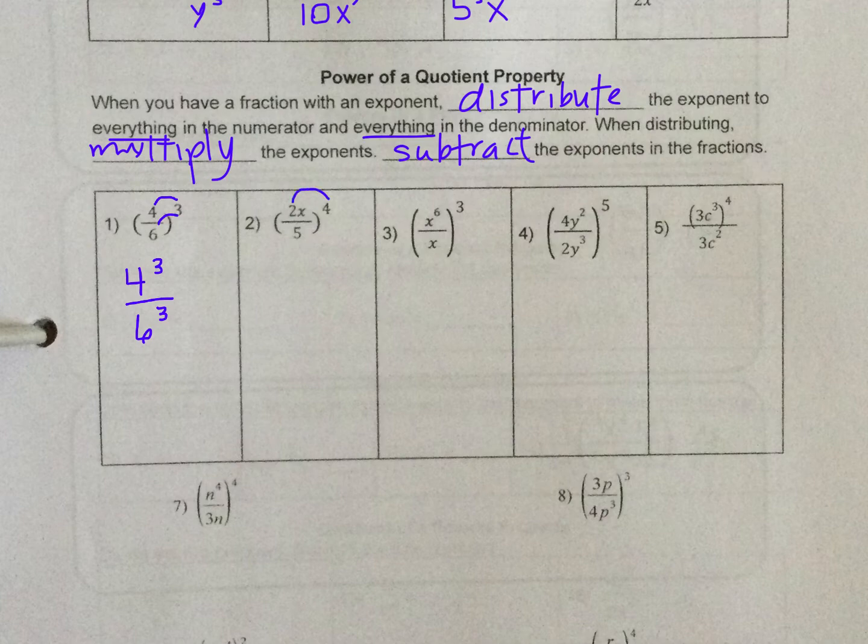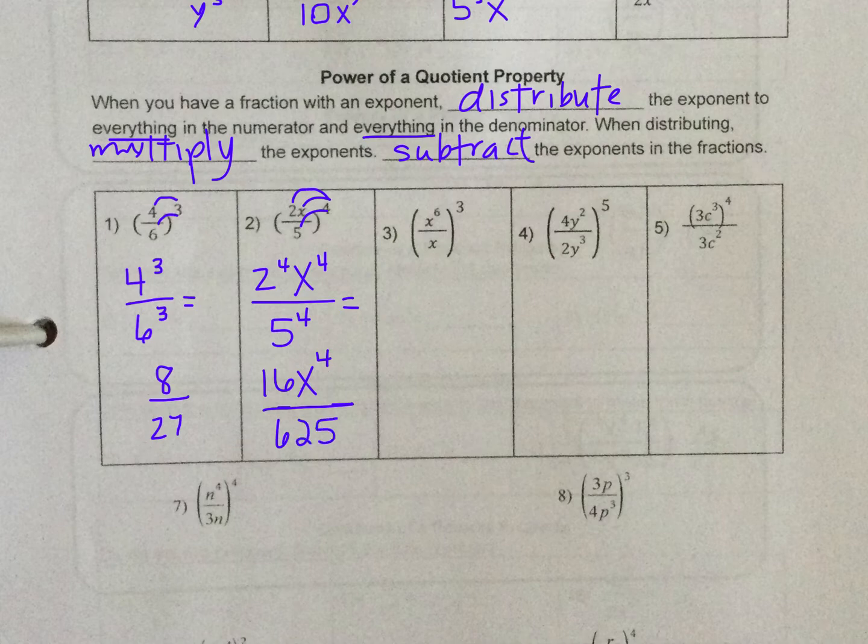Now this one, everybody gets a turn when we distribute. 2 to the fourth, x to the fourth, over 5 to the fourth. And then you can put, back here, number 1, if you did that in your calculator, you would come out with 8 over 27. If you put 2 to the fourth over 5 to the fourth in your calculator, you would get 16 x4, over 625.